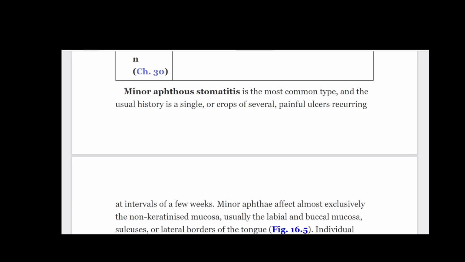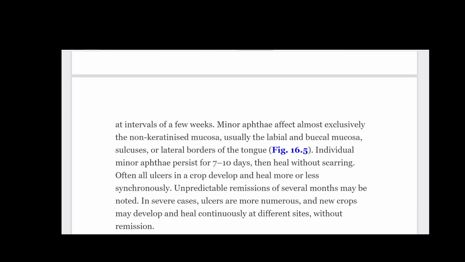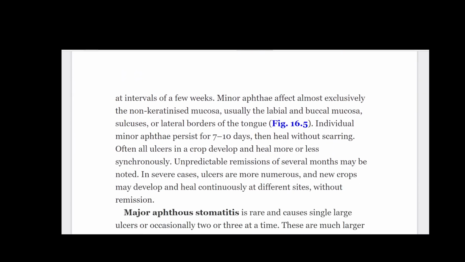Minor aphthous stomatitis is the most common type, and the usual history is a single, or crops of several, painful ulcers recurring at intervals of a few weeks. Minor aphthae affect almost exclusively the non-keratinized mucosa, usually the labial and buccal mucosa, sulci, or lateral borders of the tongue, Fig. 16.5. Individual minor aphthae persist for 7 to 10 days, then heal without scarring.